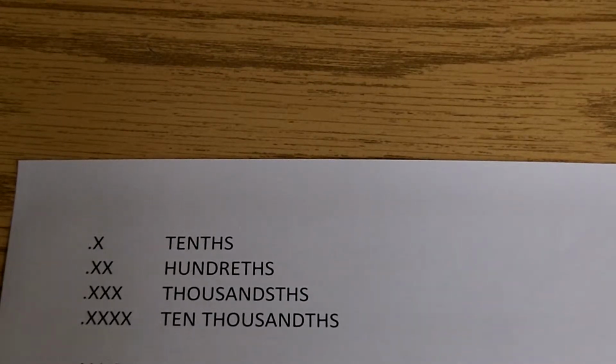Standard decimal numerals. If you have one place to the right of the decimal, you have tenths, 2 places is hundredths, 3 places is thousandths, and 4 places is 10,000ths of an inch.